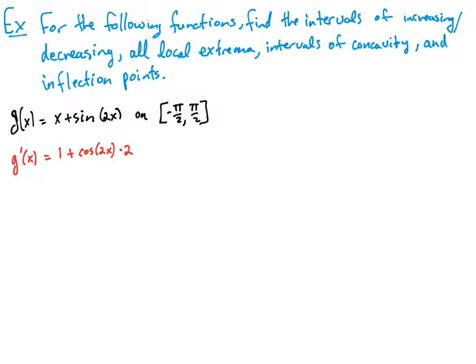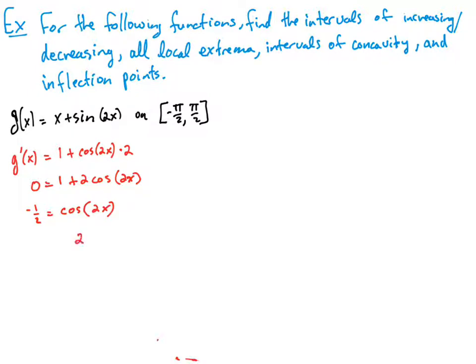So we want to set this equal to 0. So we have 0 is equal to 1 plus 2 cosine of 2x. Subtract 1 and divide by 2. We're going to have negative 1/2 is equal to cosine of 2x. Now, if you can recall how to solve this type of equation, first thing we want to do is say, well, when is cosine equal to negative 1/2? And cosine is equal to negative 1/2 at 2 pi over 3 and 4 pi over 3, so in quadrants 2 and 3.